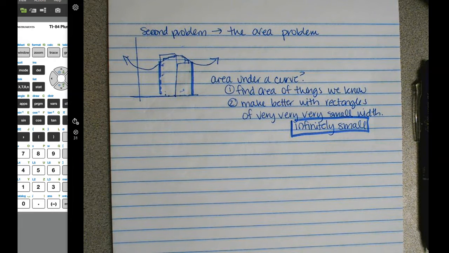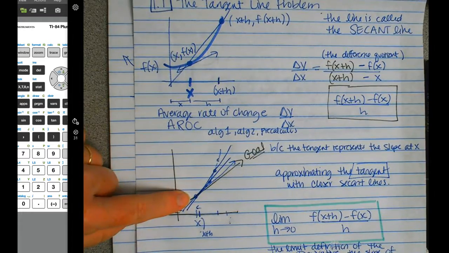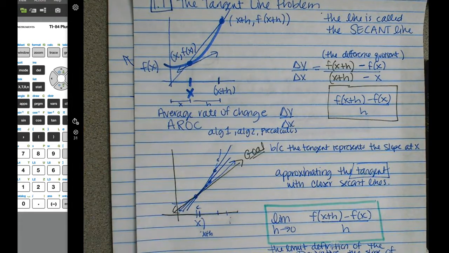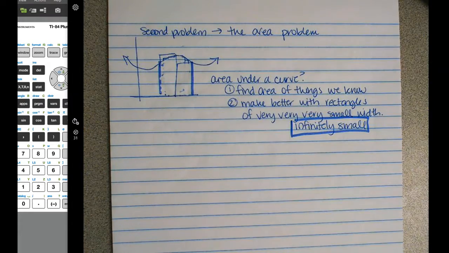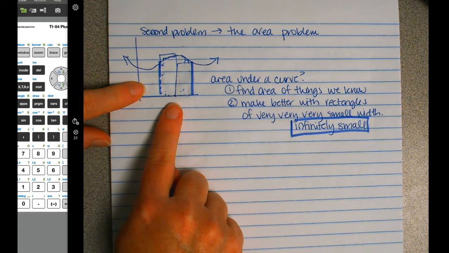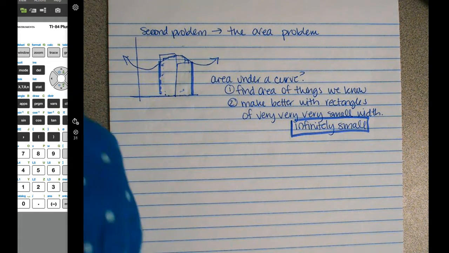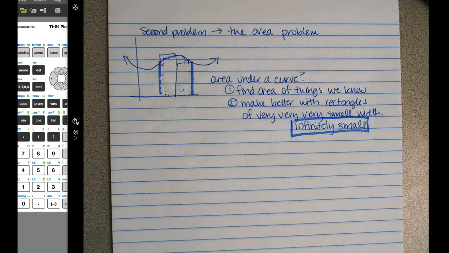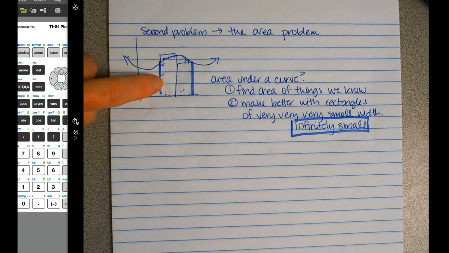And it was a long time before people were working on these problems separately. The slope question, the difference, people were working on this problem. Around the same time, other people were working on this problem. And then eventually they figured out they went together, which was kind of interesting. And I think this was actually figured out first, even though we're going to do that second.